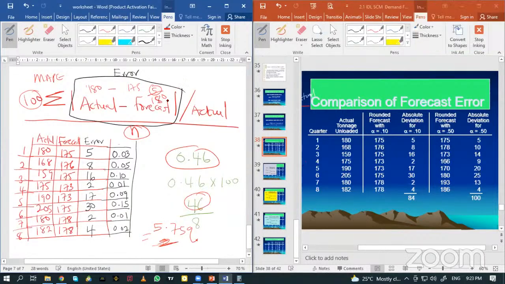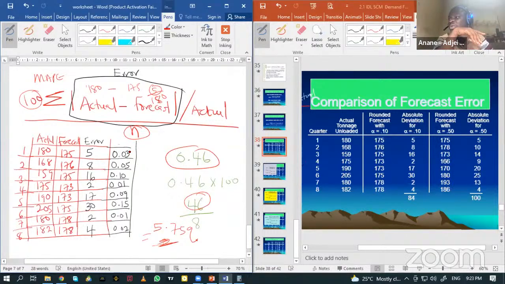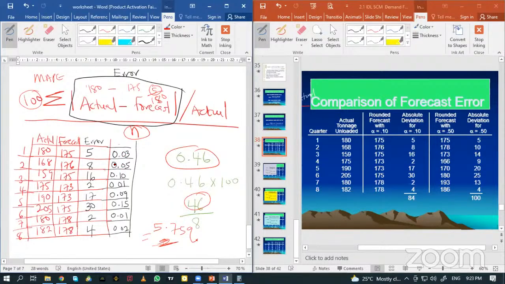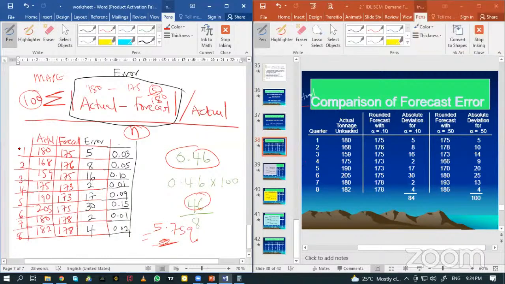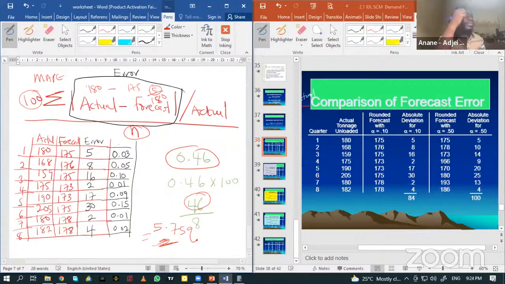So we divided by 180 and we got this figure. I hope you're with me. After we are done with that, we sum everything together. That is this summation, before we multiply by 100 and divide by n. And the n is 8, the number of periods. Okay, thank you, sir. You're welcome.